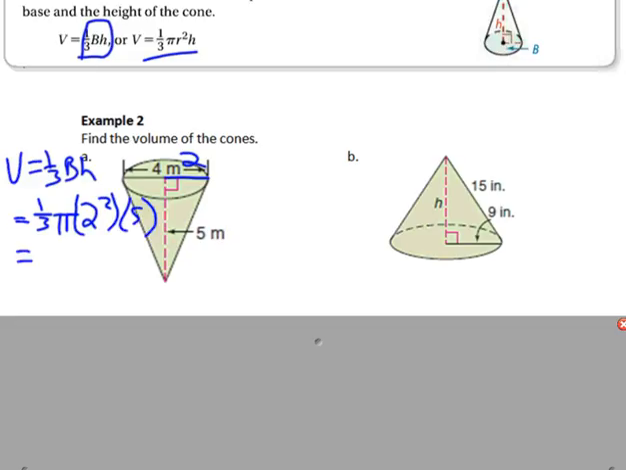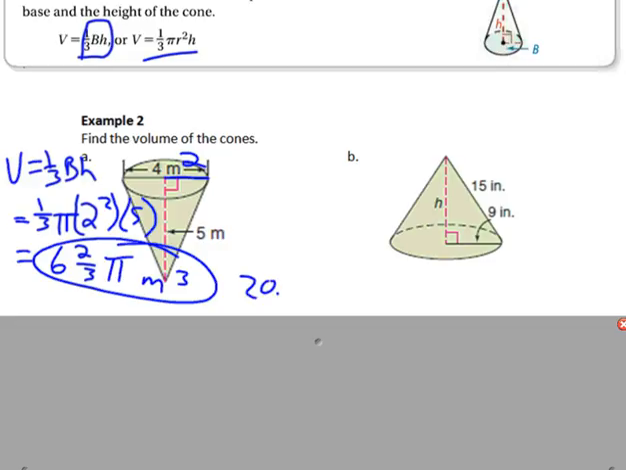Now we're going to leave these in exact terms. It doesn't say to, but we're going to leave it in exact terms. That makes it easier for us and makes it more precise. So 2 squared is 4, times 5 is 20, and 1/3 of 20 would be 6 2/3 pi meters cubed. Or if you multiply that by pi to see what you end up getting, it's around 20.9 meters cubed.